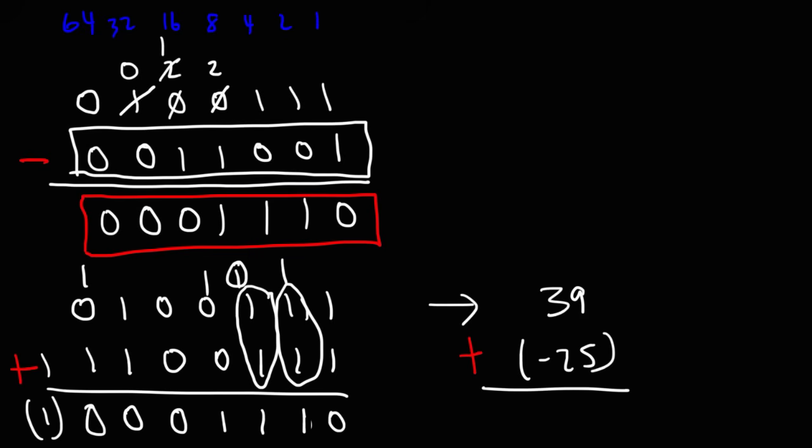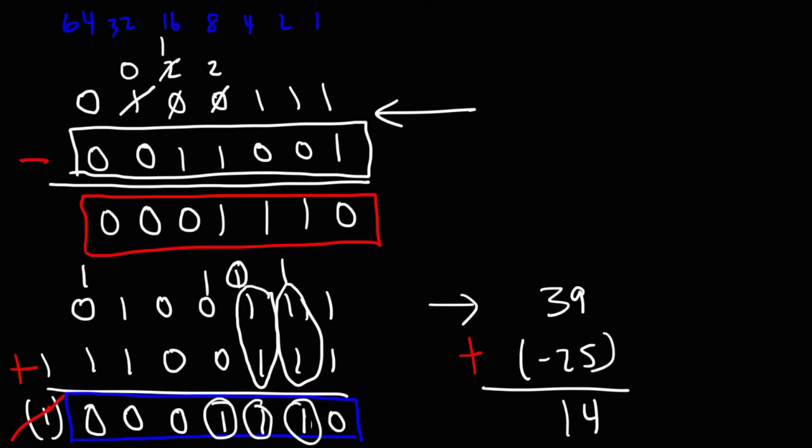So now let's see what answer we get. So with this extra carryover, you can just get rid of it because that's an overflow. That's going to be out of the range. So our real answer is what we see here, ignoring the overflow value. And you can see this is 8 plus 4 plus 2. 8 plus 4 plus 2 adds up to 14. So that's how we can do binary subtraction using the 2's complement.